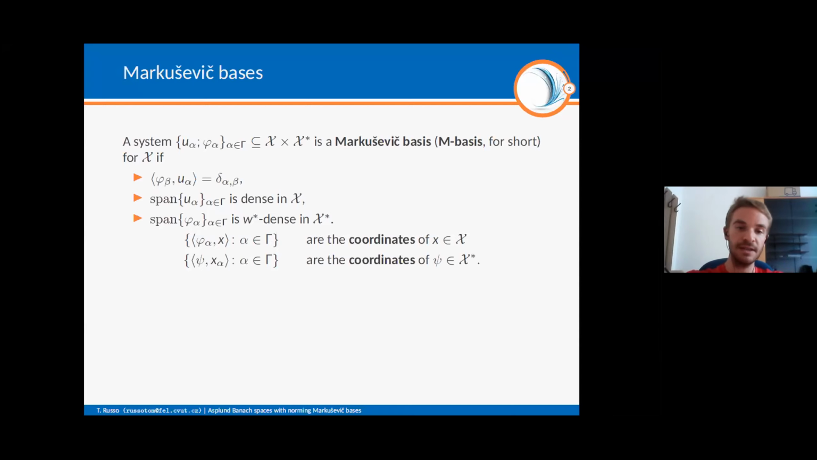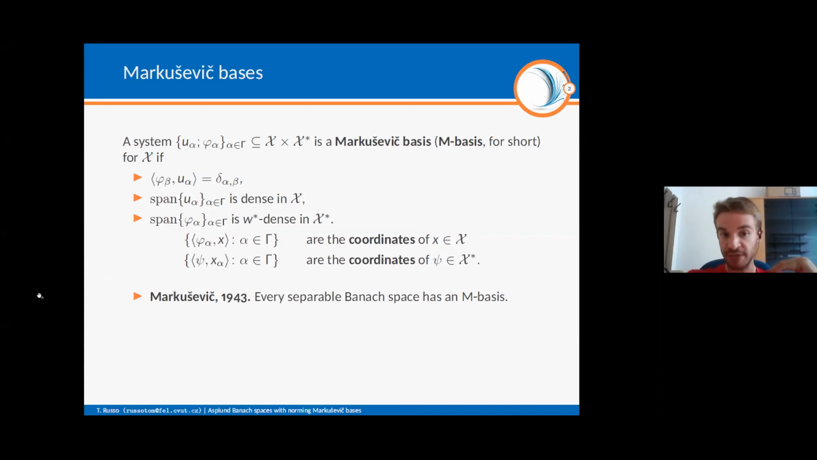But there is a difference between coordinates of vectors and functionals. For vectors, only countably many of the coordinates can be non-zero, and if the functionals are normalized, this element is in c_0 of Gamma, while the coordinates of functionals can all be different from zero in general. Some classical things which we all know: every separable Banach space admits a Markuševič basis.